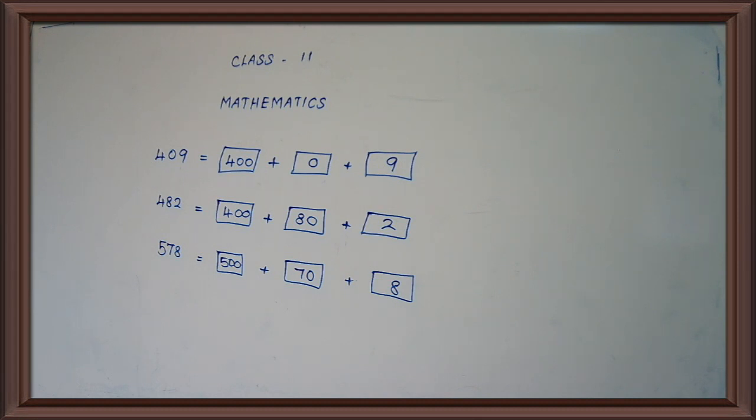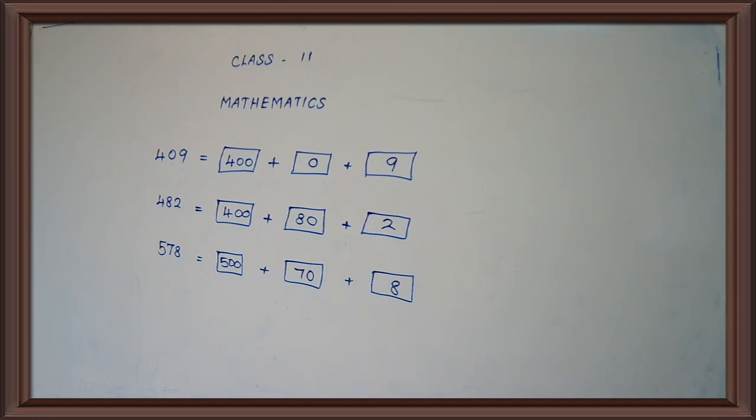482. First we want to fill the ones column. How many ones is here? 2 ones. Yes, 2 ones. How many tens is here? 8 tens. 8 tens means 80. Then how many 100 is here? 400. Okay, 400. Then see the H question.